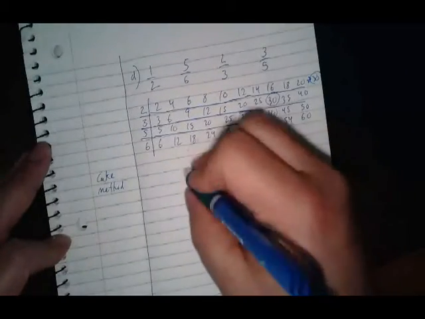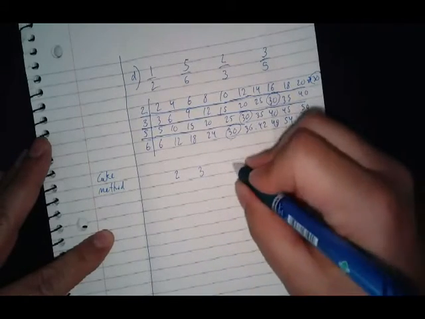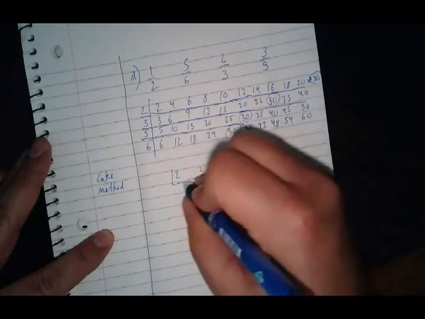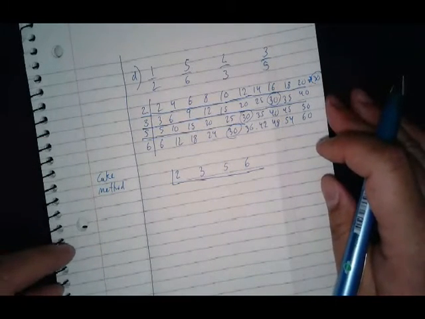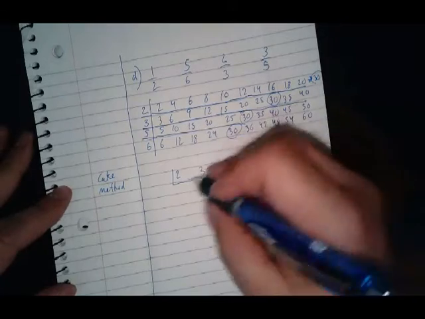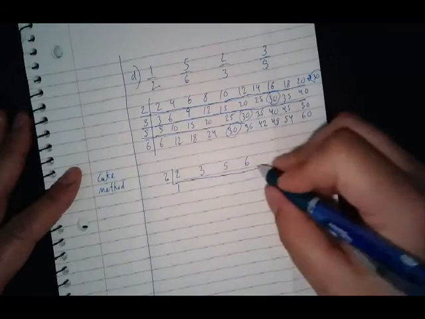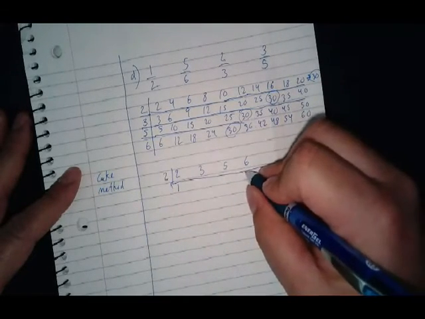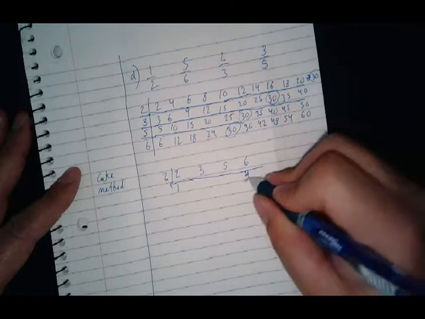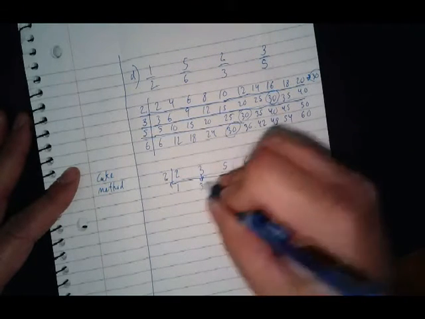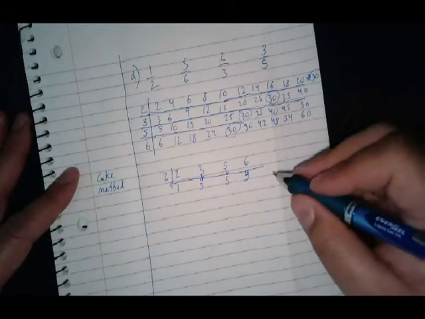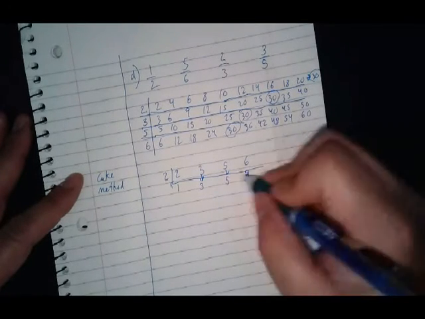You take all the denominators, 2, 3, 5, and 6. You look for any common factors. I don't have anything for the 3 and the 5, but I do have a common factor between the 2 and the 6. So 2 times 1, 2 times 3. There you go. Nothing for the 3, that just comes down. Nothing for the 5, that just comes down. The 3 and the 3 still have a common factor.